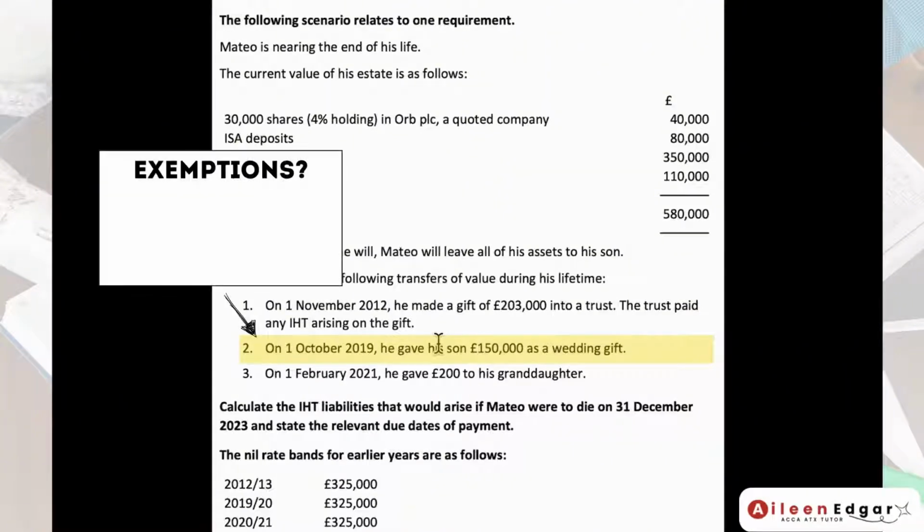Any exemptions that apply there? Yes, we've got a marriage exemption, don't we? So that's one we want to consider when we're doing our calculation.